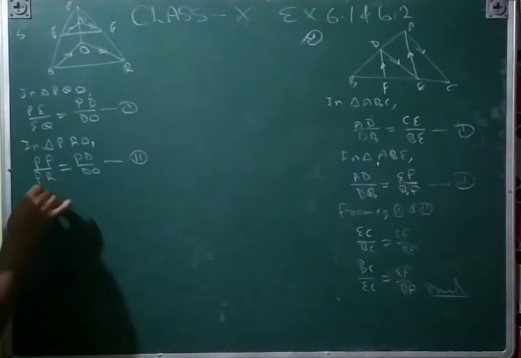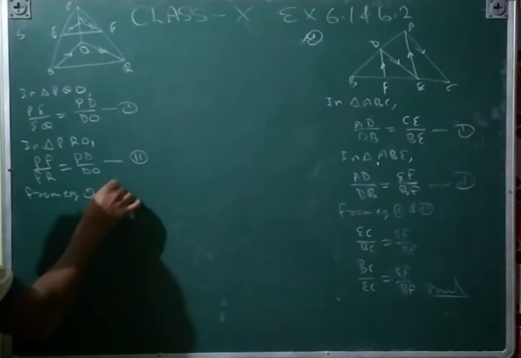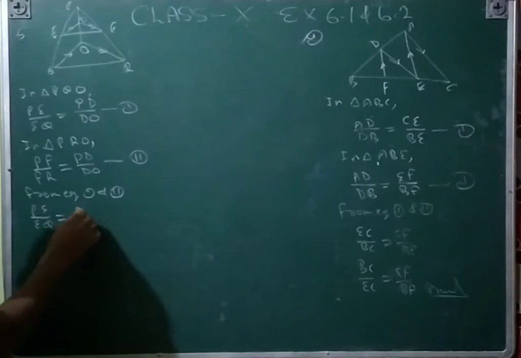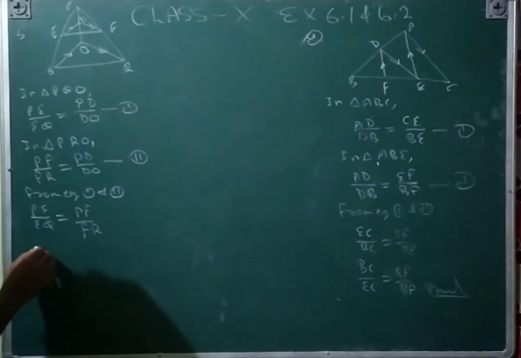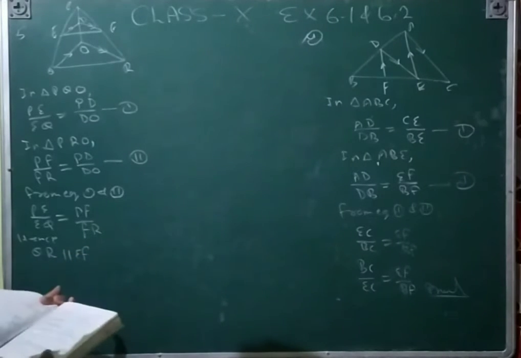So from equation first and second, these are cancelled. So PE upon EQ is equal to PF upon FR. If this condition has come, so by converse of the BPT, hence QR parallel EF.